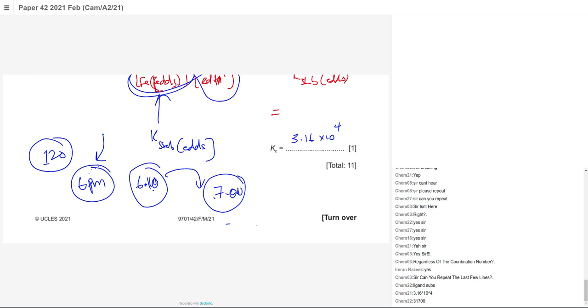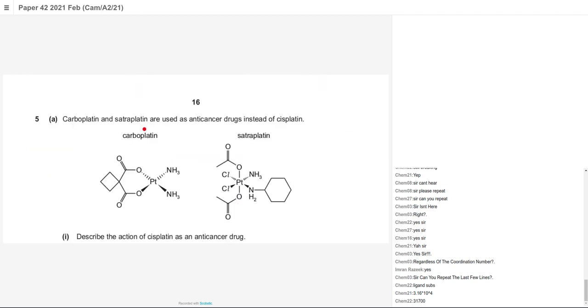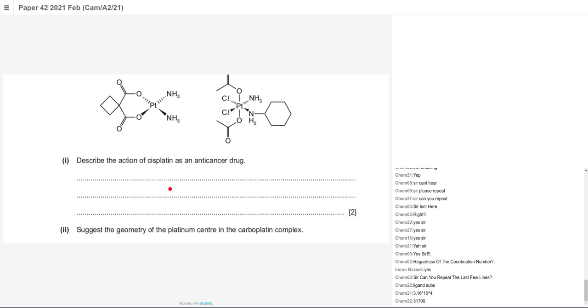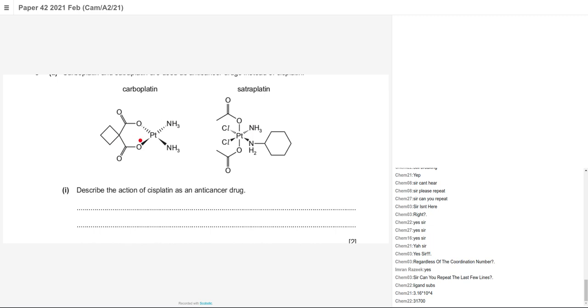Fine. So the next question: carboplatin and satraplatin are used as anti-cancer drugs instead of cisplatin. Describe the action of cisplatin as an anti-cancer drug. Now we know cisplatin combines with the DNA of the cancer cell and inhibits the cell replication or cell division.